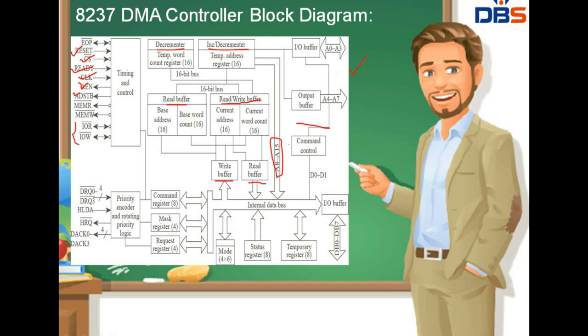And we have a command control also here, an output buffer which is from A4 to A7, and an IO buffer which is from A0 to A3. That means A4 to A7 pins act as an output buffer, and A0 to A3 act as both IO buffer. Okay, and the pins DB0 to DB7 act as an IO buffer also.